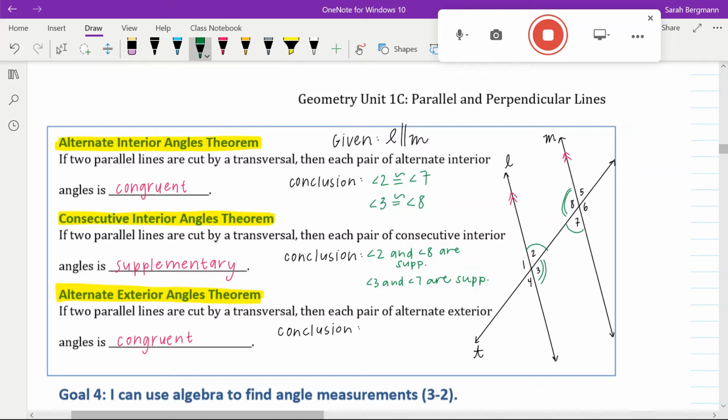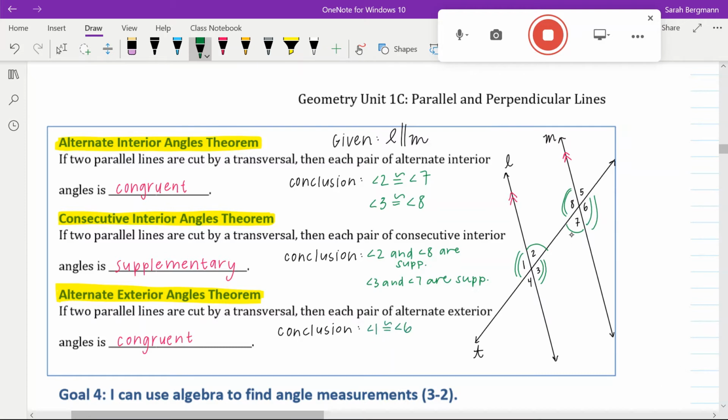Next, let's look at the alternate exterior angles theorem. This says that if two parallel lines are cut by a transversal, so we have to be given this first, then each pair of alternate exterior angles is congruent. So, for example, angle 1 must be congruent to angle 6.